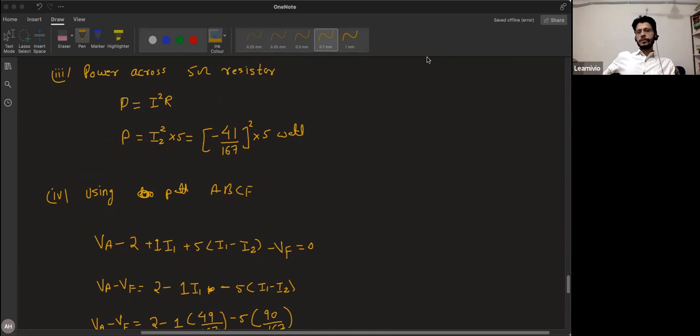See, in current electricity, this Kirchhoff law is a very important topic. Very, very important, Kirchhoff law.